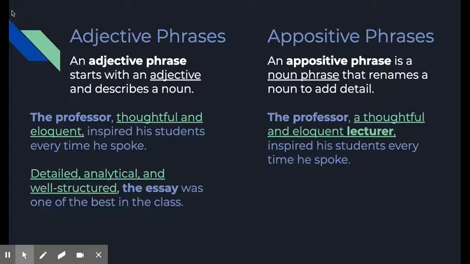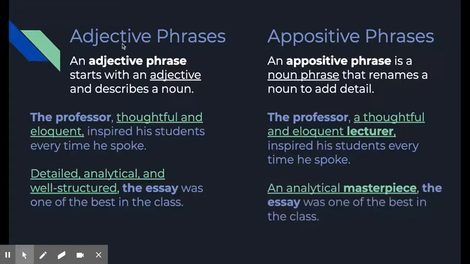So I have: the professor, a thoughtful and eloquent lecturer, inspired his students every time he spoke. My appositive phrase conveys exactly the same additional information as my adjective phrase does. It just is acting as a noun, right? Because it is taking the professor and renaming him a thoughtful and eloquent lecturer. I'm going to do the same thing with the essay: an analytical masterpiece, the essay was one of the best in the class.